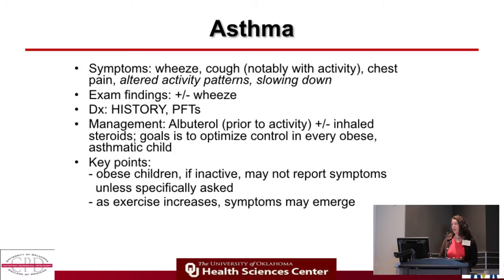So I'm trying to get that history. And if needed, I'll put in the PCP note, consider a pulmonary function test if the child's old enough. And I will say that I've gone ahead and done an albuterol trial, and then I turn it back over to the PCP, follow up with PCP for asthma. I don't want to step on their grounds per se, but I will make some suggestions in the notes. So key points: obese children, if they're inactive, may not report symptoms unless specifically asked, so ask. And as exercise increases, symptoms may emerge.